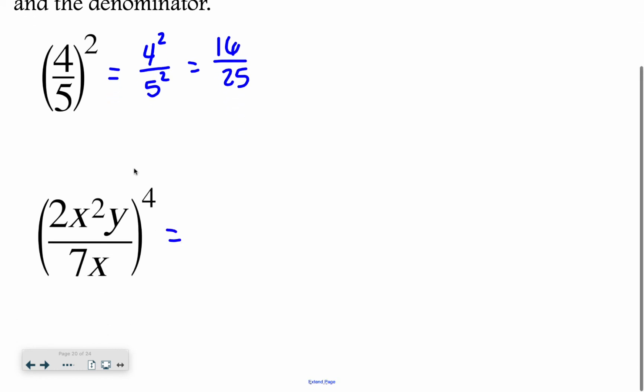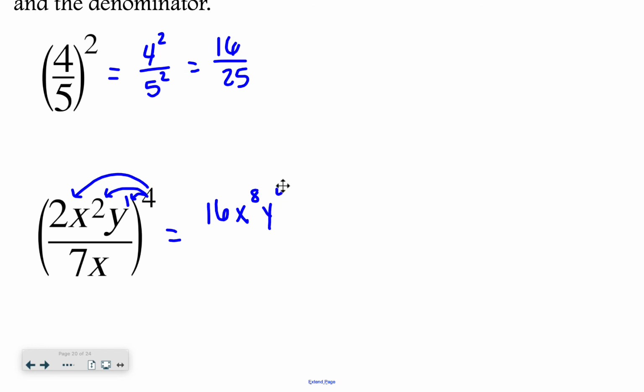Now if I were to go down here, this would become 2 to the 4th, which if I simplify, 2 to the 4th is 16. And then 2 times 4 would become an 8. And then 4 times 1 would be 4. And then I have 7 to the 4th power, which is 2,401. And then 1 times 4 would give me x to the 4th power.